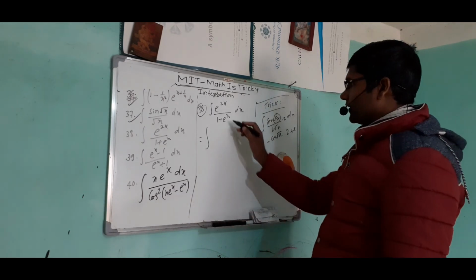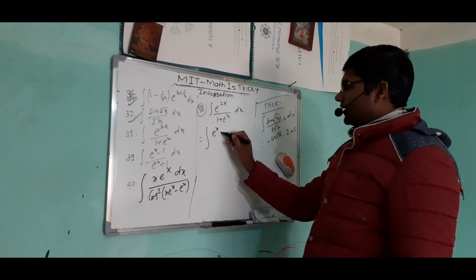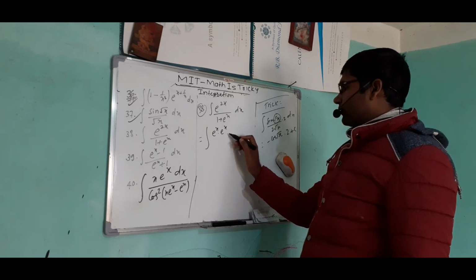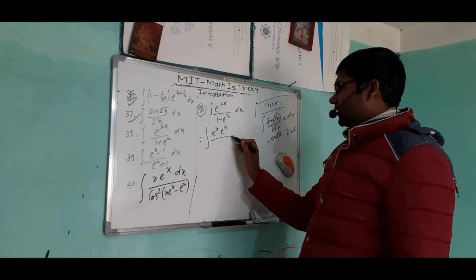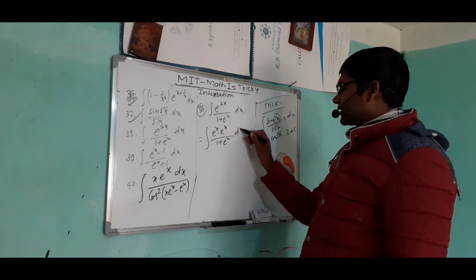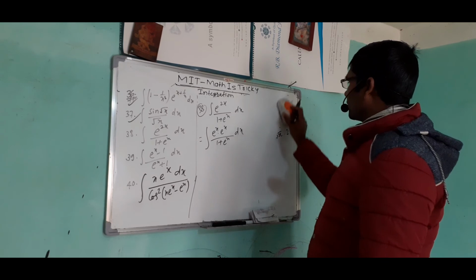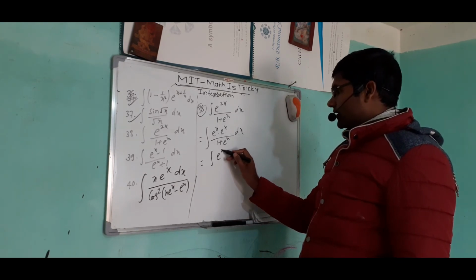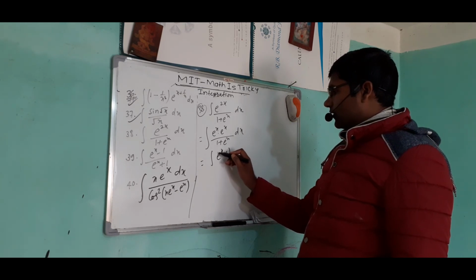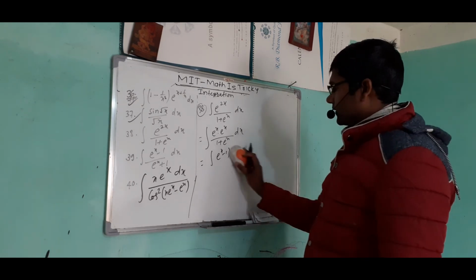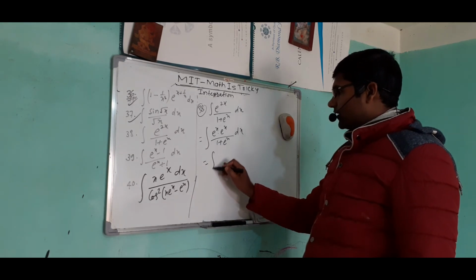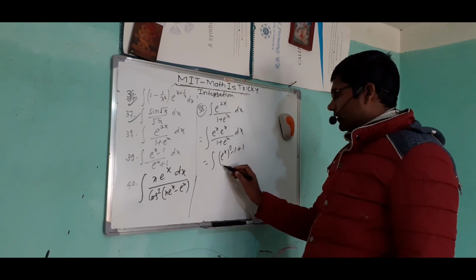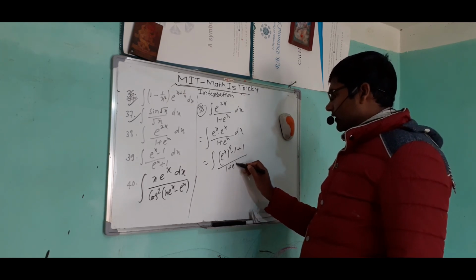So what we can do here, let's write e^x into e^x over 1 + e^x dx. A number of methods are there. To solve this, what we can do here, we can write e^x minus 1 equal, right, like this. So it can be written as (e^x)^2 minus 1 plus 1, over 1 + e^x dx.